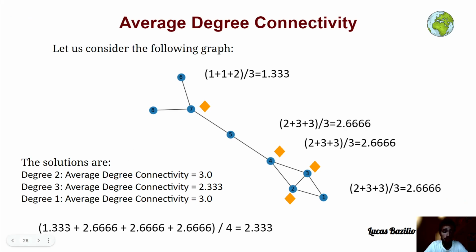Once we have all the values for this particular case, for the degree 3, we make the sum of all of them and we divide by 4, which is the number of nodes of this particular degree. And this gives us the final value that we want. This gives us the final solution for this particular degree 3.